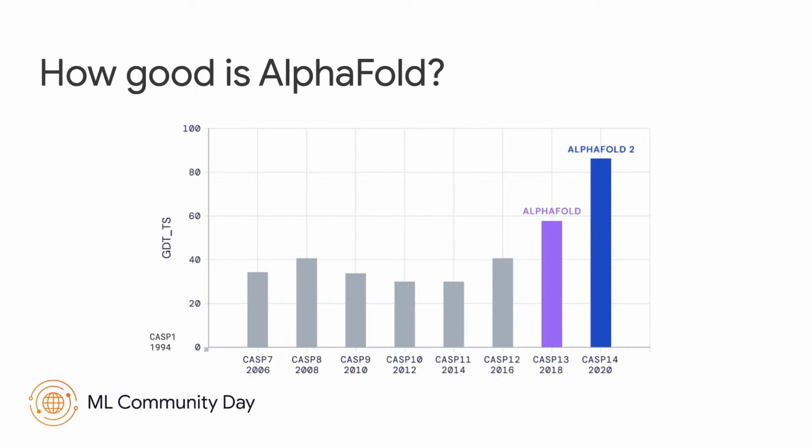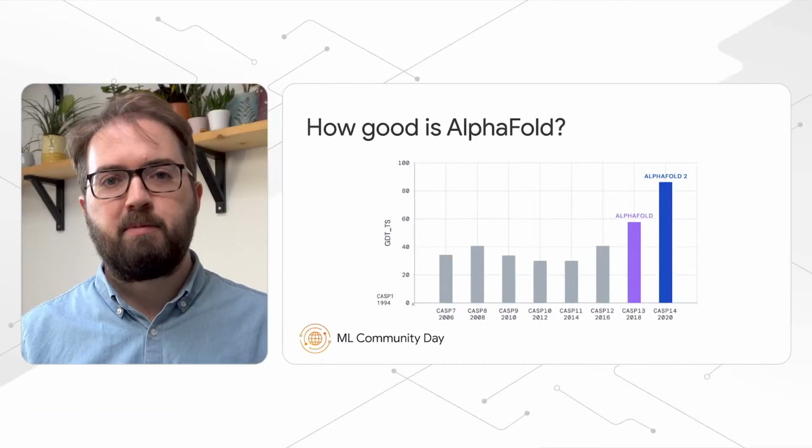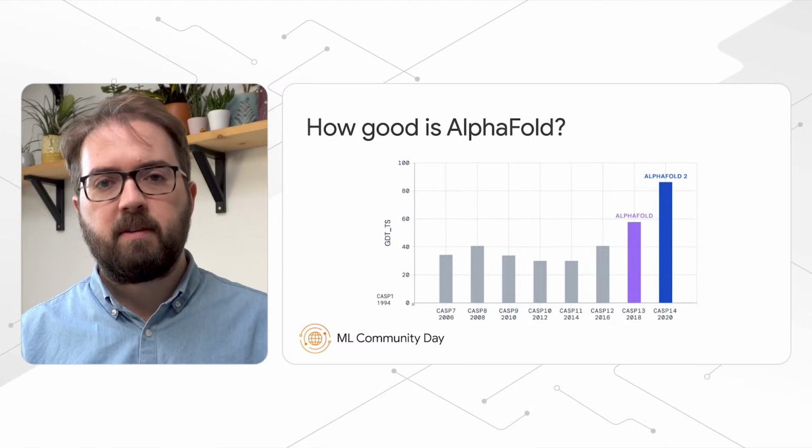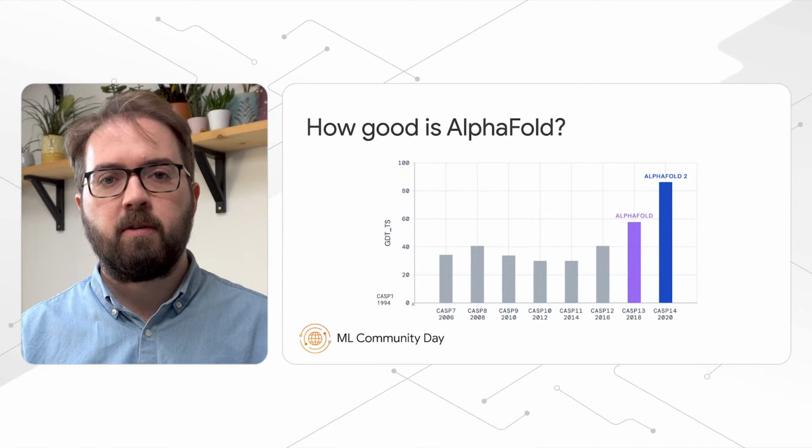CASP is a biennial blind assessment of protein structure prediction. The chart you are looking at shows the performance of the best entrant for CASP from 2006 to 2020. You can see the impressive progress in the last few years. After the 2020 assessment, the last line, AlphaFold was recognized as a general solution to the protein folding problem.